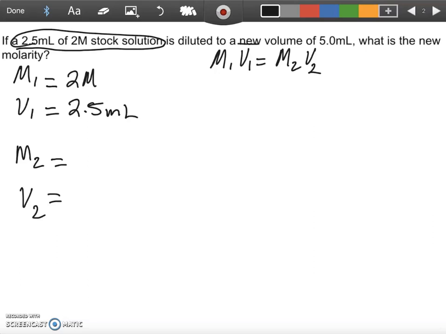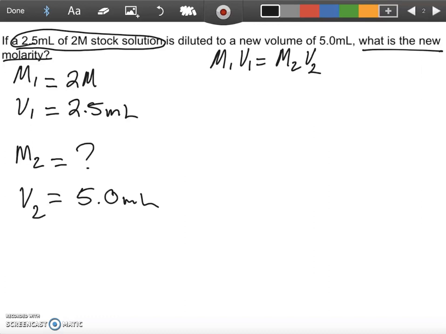Okay, I see this word new here, or something to indicate that this is not part of the stock solution. This is what we're trying to get to. So our volume for that is 5.0 milliliters, and it didn't give us any information about the molarity of the new solution. In fact, that's what it's asking for. What is the molarity or the new molarity? So this is what we're solving for. We're solving for M2 this time.